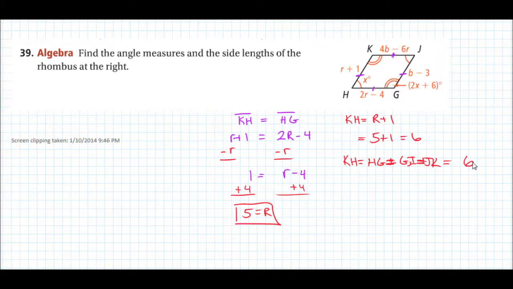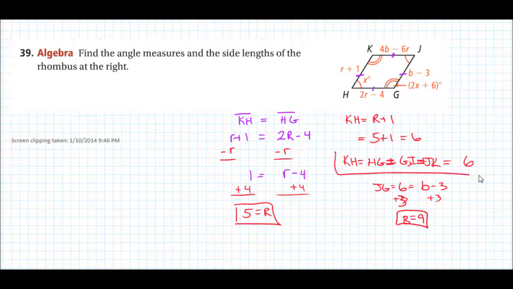Okay, so now, if we wanted to solve for b, which we really don't need to now, but if we wanted to, we could say KG is equal to 6, which is equal to b minus 3. Add 3 to each side. So b must be equal to 9. Alright, so we got the sides figured out. Sides are 6. Now let's find the angles.